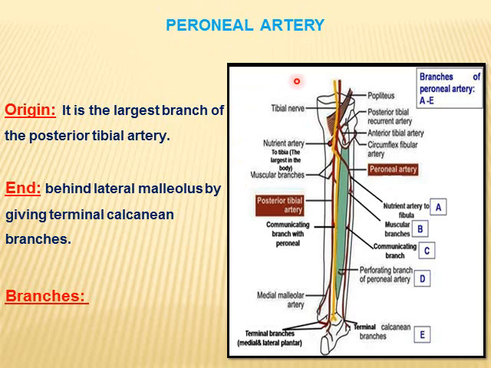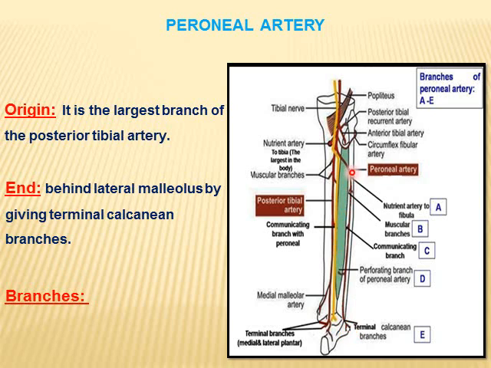The peroneal artery is the largest branch of the posterior tibial artery. It passes downward and laterally to descend along the posterior aspect of the fibula and finally ends behind the lateral malleolus by giving terminal calcanean branches.